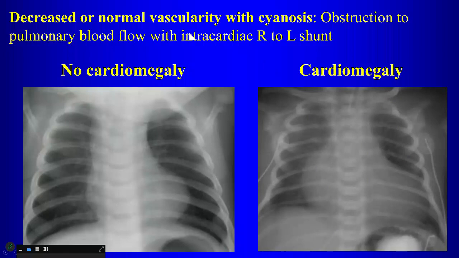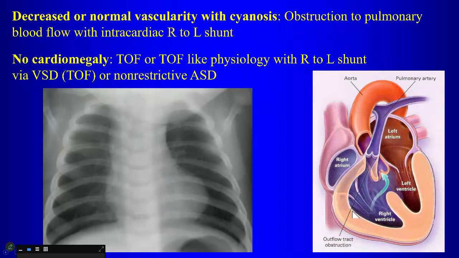When we have decreased or normal vascularity with cyanosis, there's obstruction to pulmonary blood flow, and there's an intracardiac right to left shunt. It just depends where it is. With the tetralogy-like lesions, it tends to be at the ventricular level. With these lesions, where you have cardiomegaly, it tends to be at the atrial level.